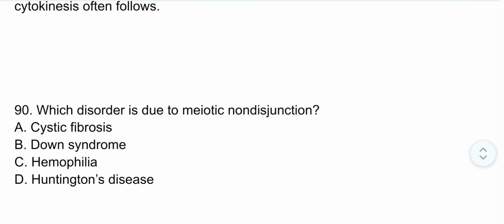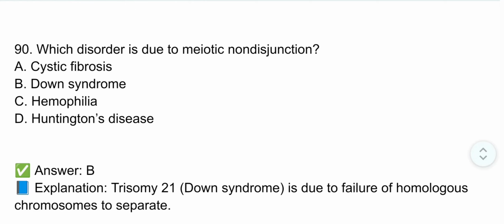Question number 90. Which disorder is due to meiotic non-disjunction? The correct option is option B, Down syndrome, trisomy 21. Down syndrome is due to failure of homologous chromosomes to separate.